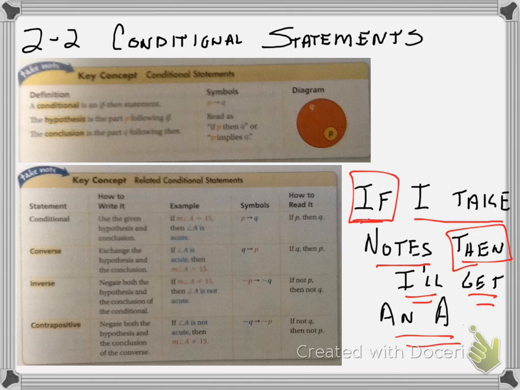The converse of that is where you exchange Q and P. In other words, that's if I get an A, then I take notes. If that's true, maybe that's not. We'll talk about that in a second. The inverse is when you negate both of them. If I don't take notes, then I won't get an A. And the contrapositive, you flip it and then you negate it. So if I don't get an A, then I don't take notes. Obviously with wording it might change a little bit, but you understand the concept there.